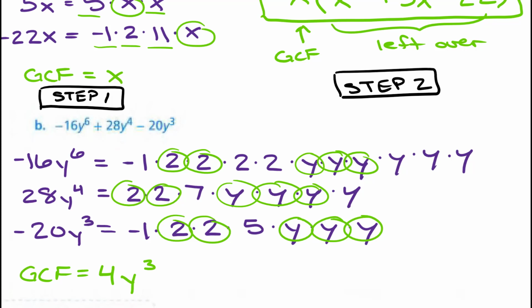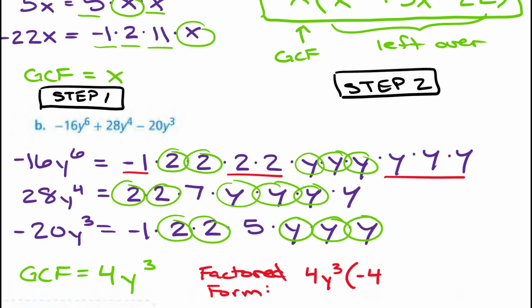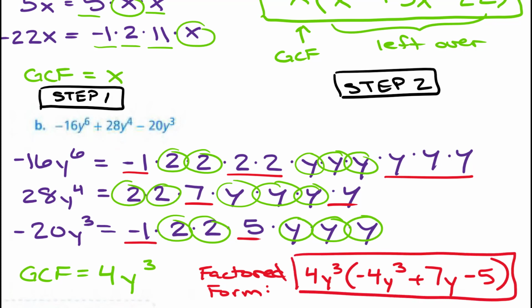But we need our factored form. We pull out the GCF, 4y cubed, and then we find what's left over. Negative 1 times 2 times 2, so negative 4, and then y cubed. Next, we've got a 7 and a y, so that's plus 7y. And then last, negative 1 times 5, so minus 5. So when I factor out my GCF, for example 2, part B, that's my final answer.